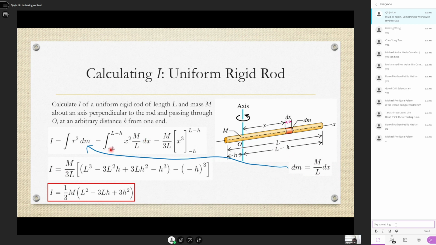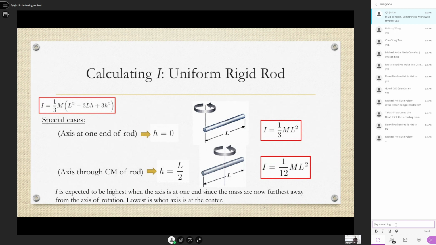And we will integrate from minus h, which is the left end, to the other end, L minus h, because we want to find the moment of inertia for the whole thing. From here, you have some x expression, then dx. Confirm can solve this integration already. So you will go and solve this integration. In the end, you will get this expression here. So this I equals something. This describes the moment of inertia of this object. So it depends on what h is, what L is.